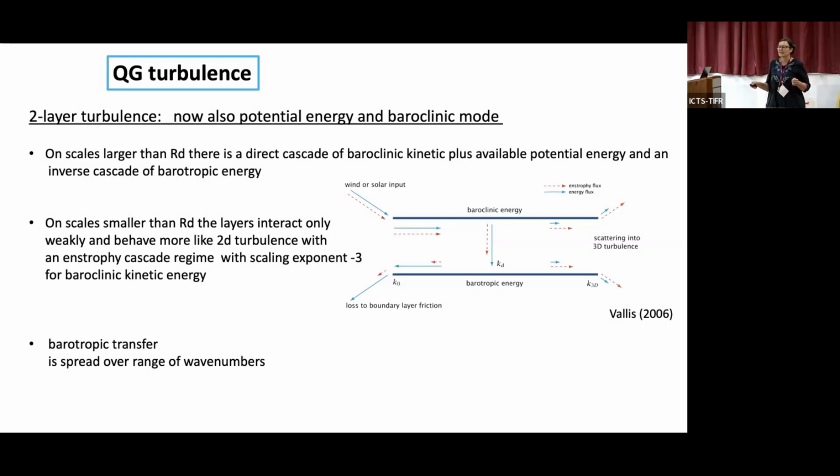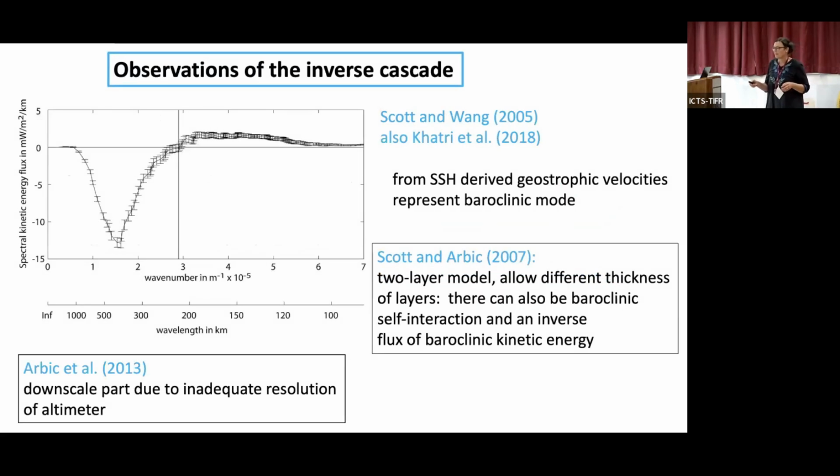And on these smaller scales, the layers interact only weakly, and they behave more like 2D turbulence with an entropy cascade regime in k to the -3 scaling with the baroclinic energy. But here also, this doesn't take place at just one wave number, it's also spread over a range of wave numbers in reality. So, observations.